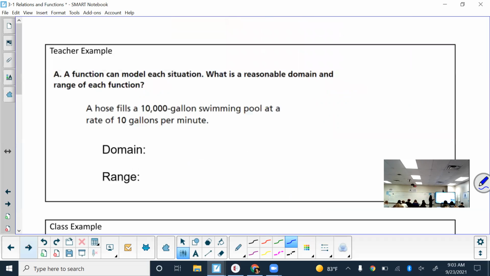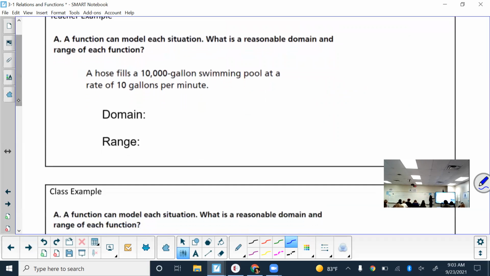So we're on the last page now. We need to find or write down a reasonable domain and range for each function. So we have a hose that fills a 10,000-gallon swimming pool at a rate of 10 gallons per minute. To help you figure this out, think about what your graph would look like first, with the labels and everything. We're filling up a 10,000-gallon swimming pool at a rate of 10 gallons per minute.